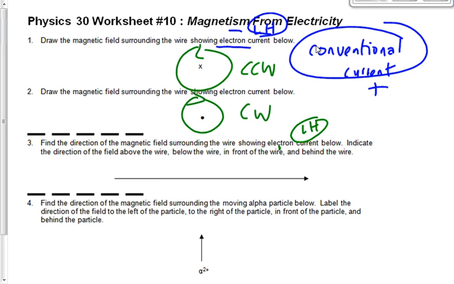This is the page, right? This is the plane of the page. Which way are my fingers pointing right now? Into the page. Right now they're behind the wire. Which way are my fingers pointing? Down toward the bottom of the page.